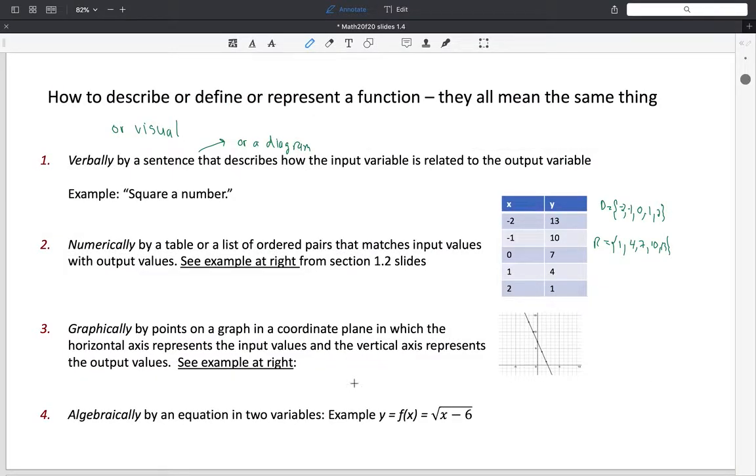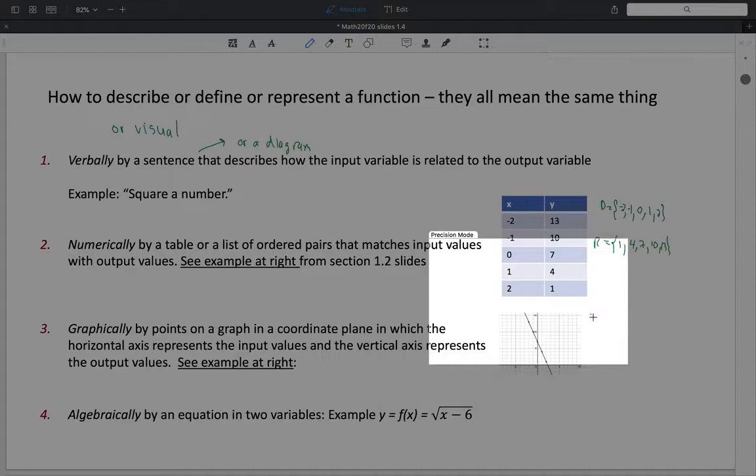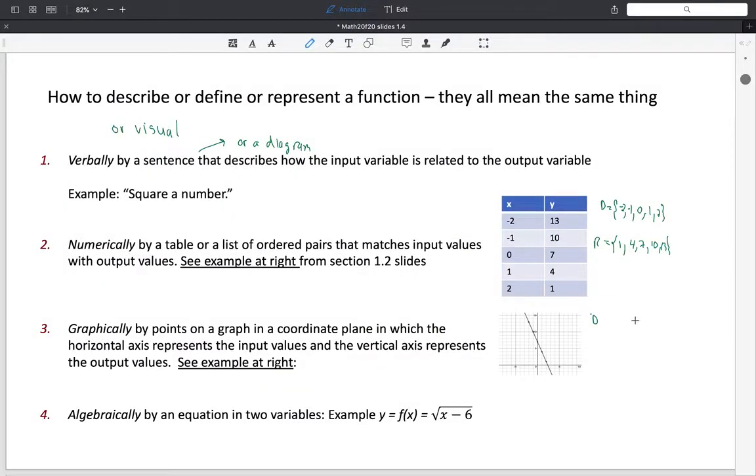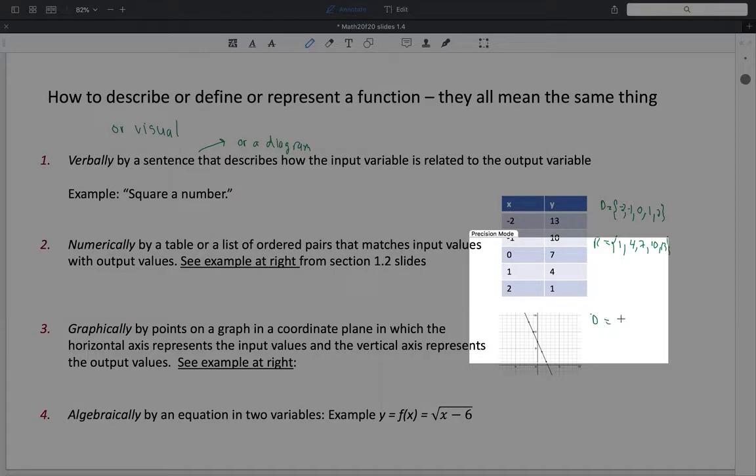Okay, graphically, you give a graph here. And we're going to assume that this graph goes on forever. So here the domain is going to be equal to all real numbers. And that's going to be the same with the range. The range is also all real numbers, because the line just keeps going up to infinity, and goes down to negative infinity.